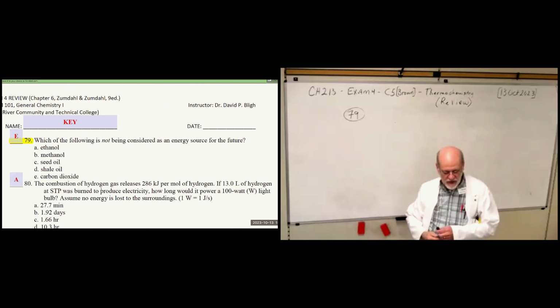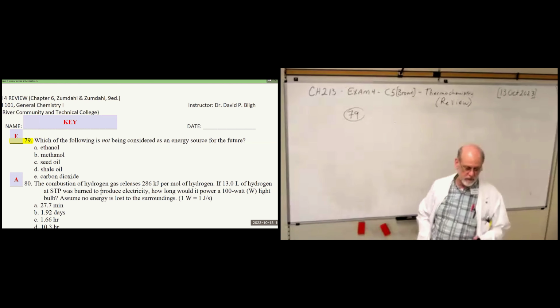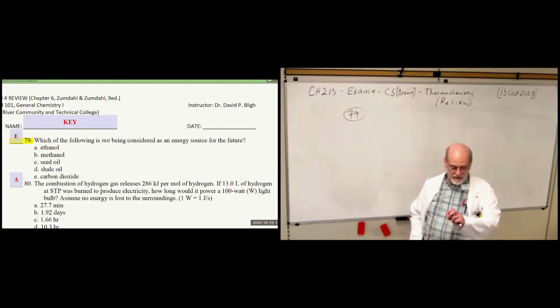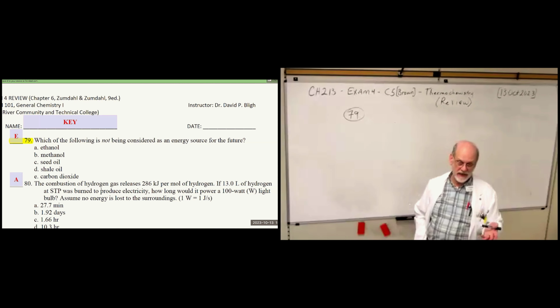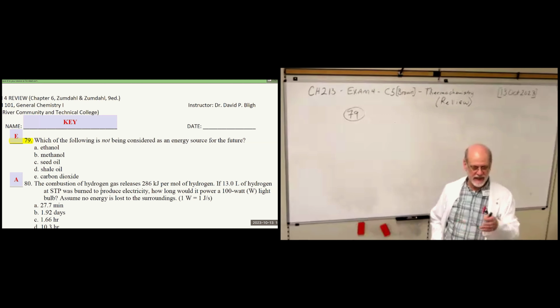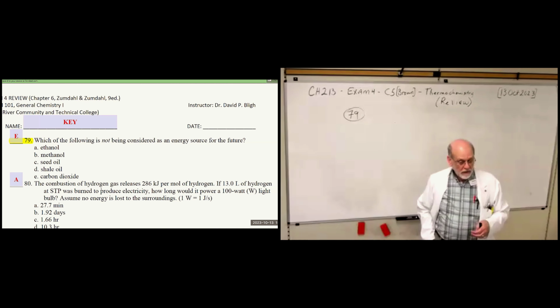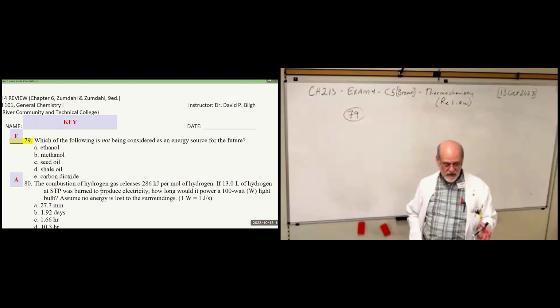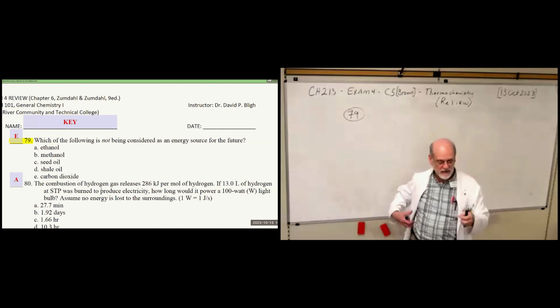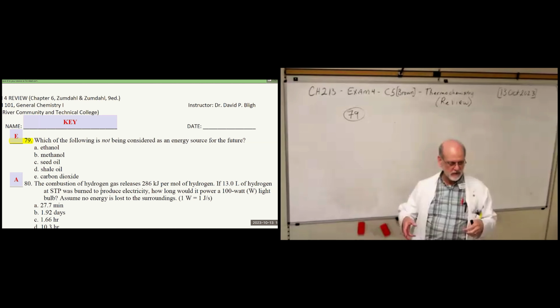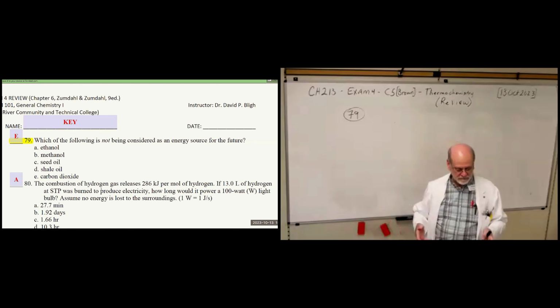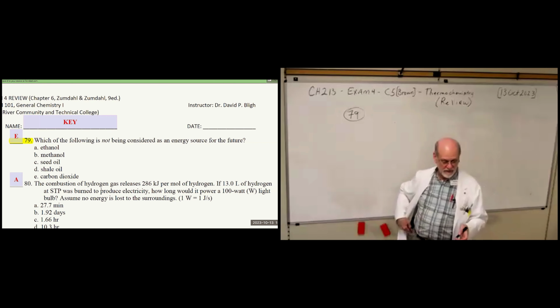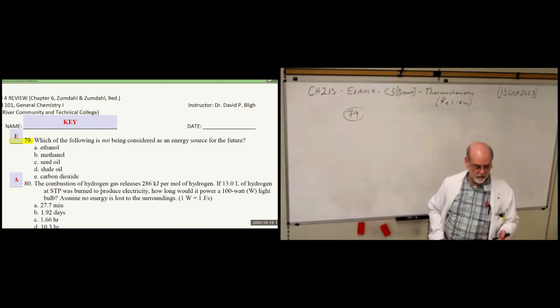All right, which of the following is not being considered as an energy source for the future? All right, ethanol, right? We make ethanol from corn now, and we put up to 10% in our gasoline. It's on every gas pump in the country. Of course, there are disadvantages to that. If you go over 10%, you have to have special tubing in your engine. Otherwise, more ethanol than that will damage the tubing. It also is hard on the engine. Methanol is just as bad or even worse.